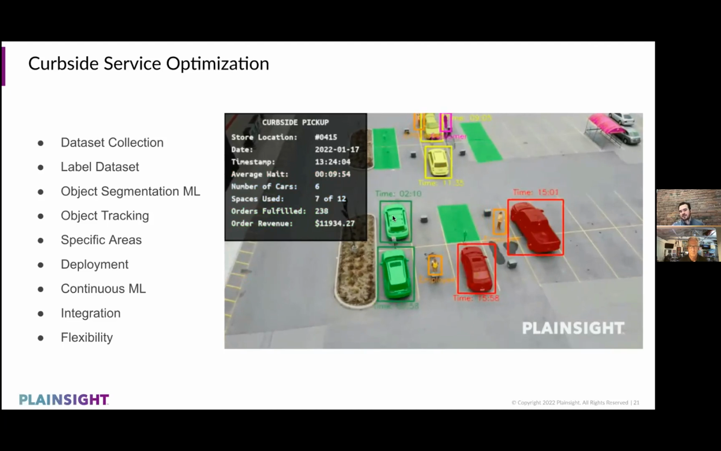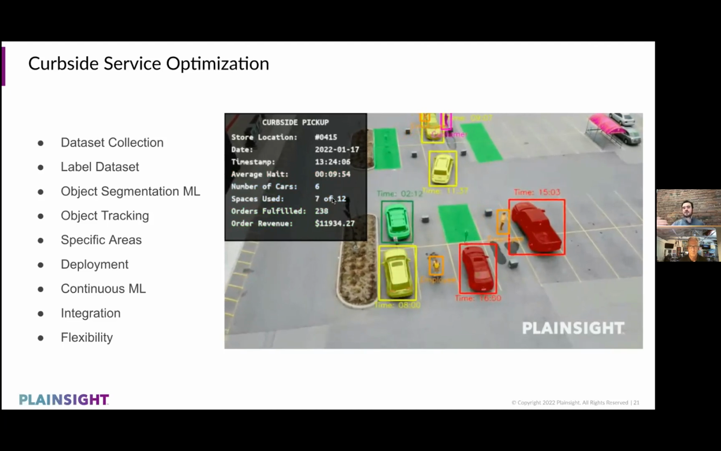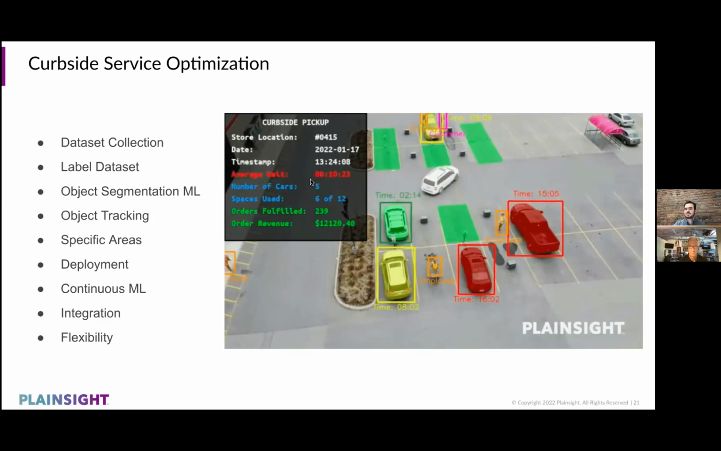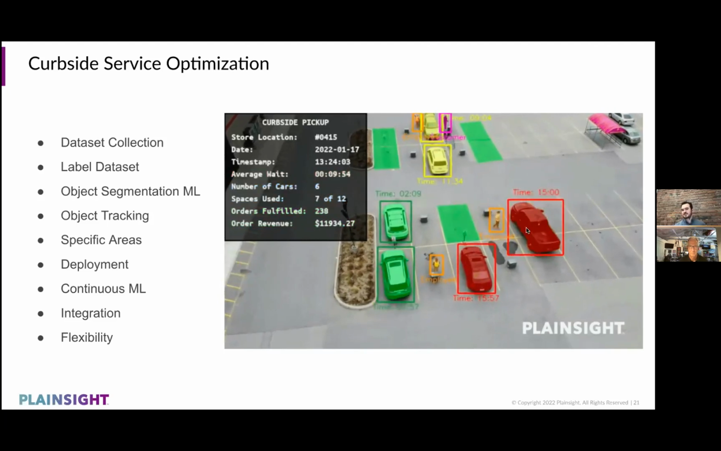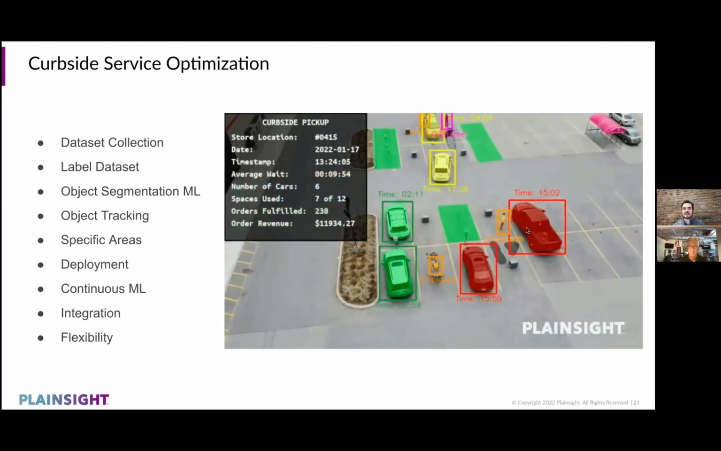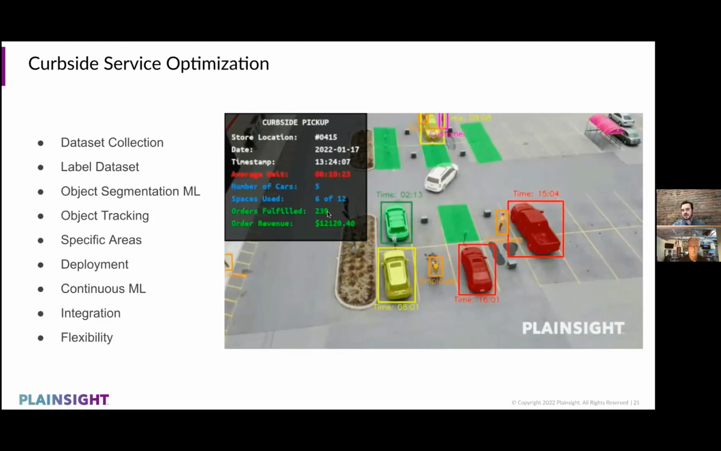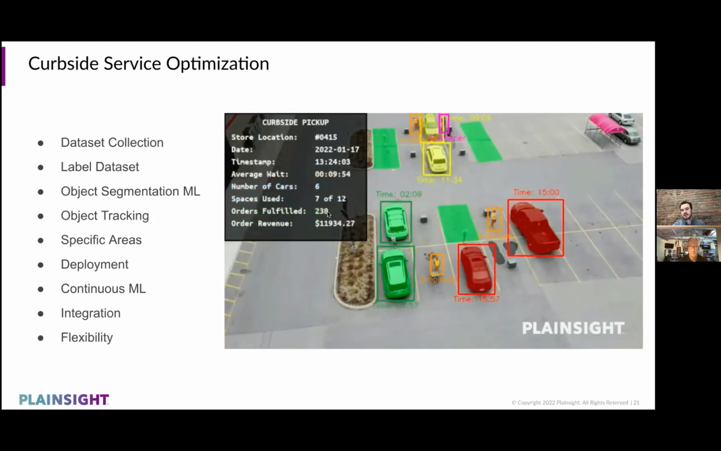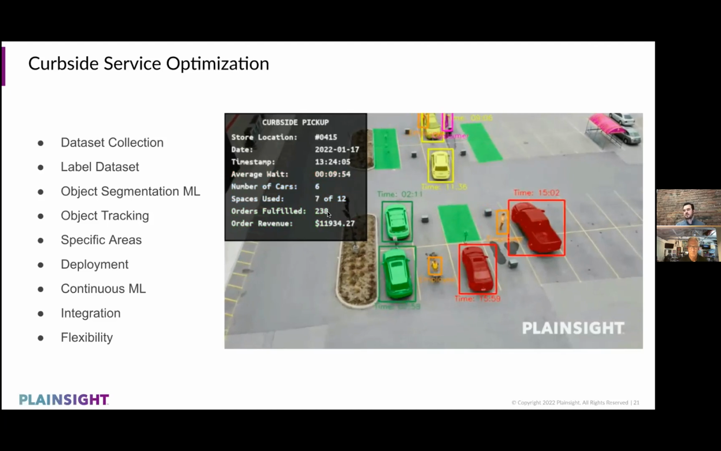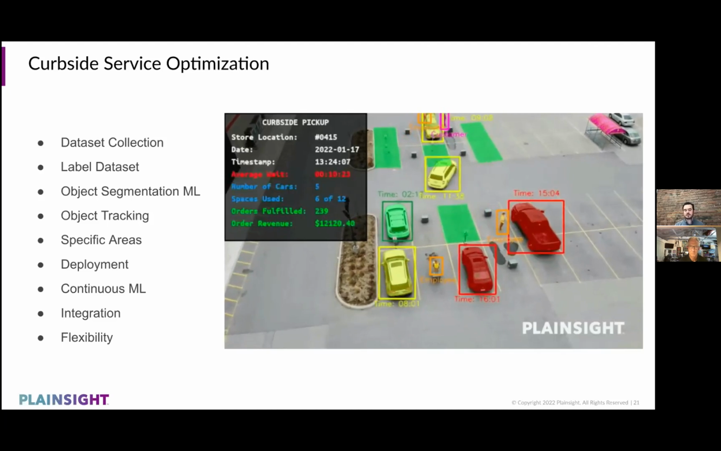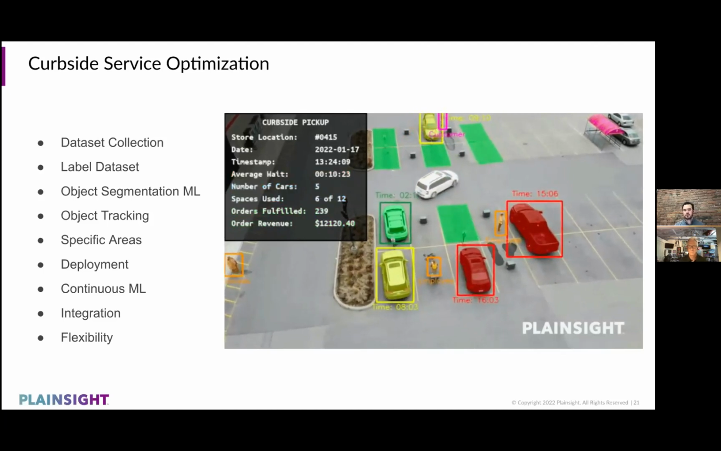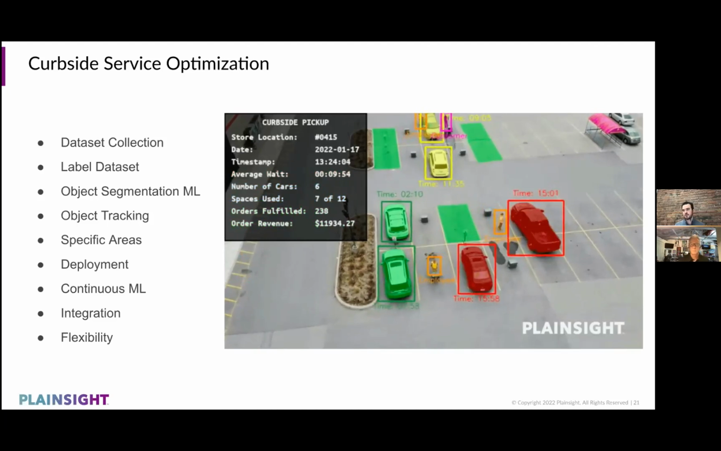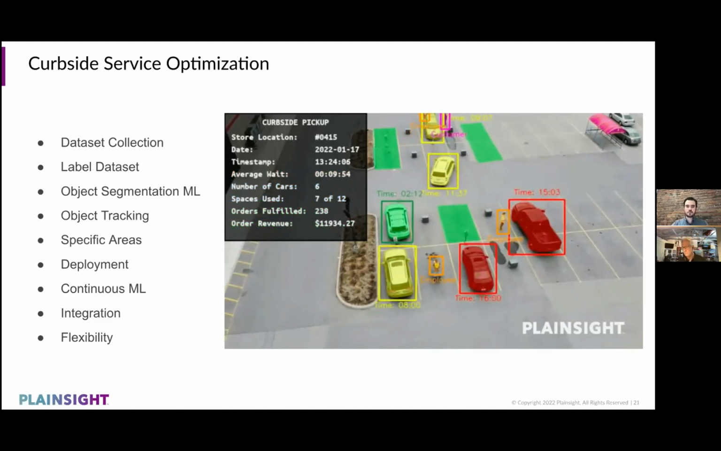And it's actually kind of funny because it says 7 out of 12 spaces are being used, even though 6 cars were there. And that's because this truck is kind of double parked, taking up 2 spaces. And we can track the amount of orders fulfilled. And then again, integrate that in with your business logic, however you need to. So if you want to look at total revenue from curbside pickup or anything else you can think of that would work in this case.